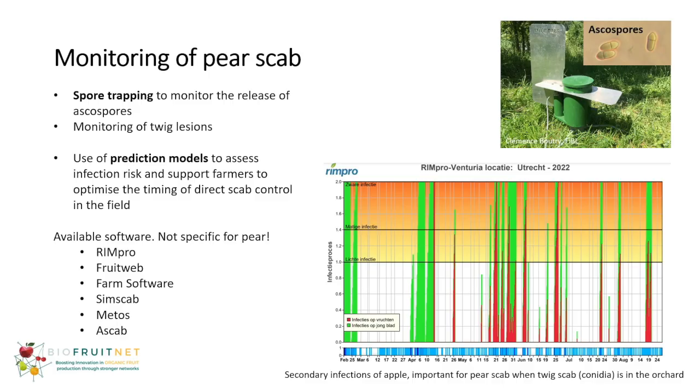We can use prediction models to assess the infection risk and support farmers to optimize the timing of direct scab control in the field. There is a lot of software available with different models. But all models are not specific for pear. So, when twig scab is there, you should look at secondary infections of apple from the start of the season. This is important when twig scab is there.